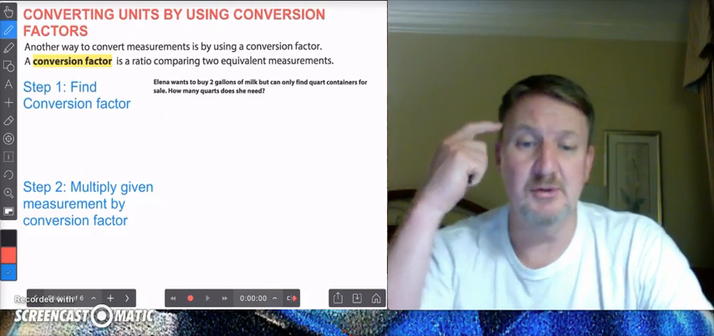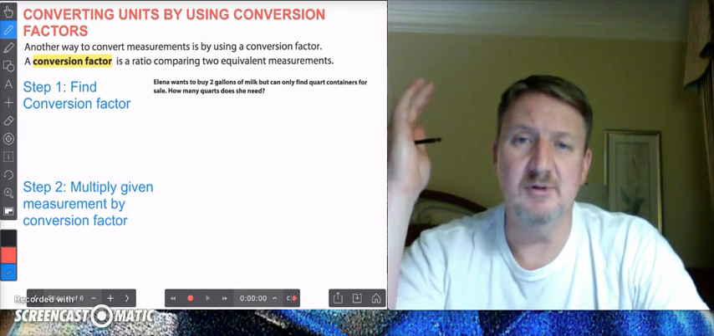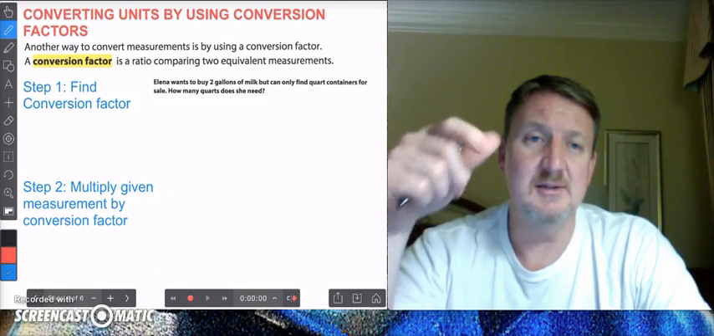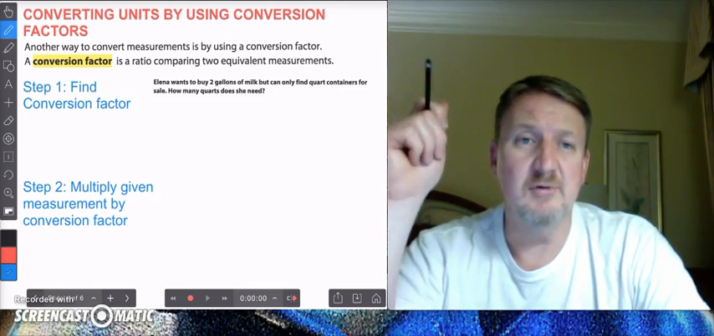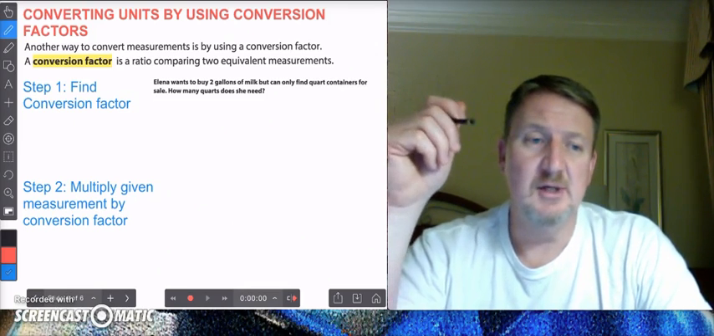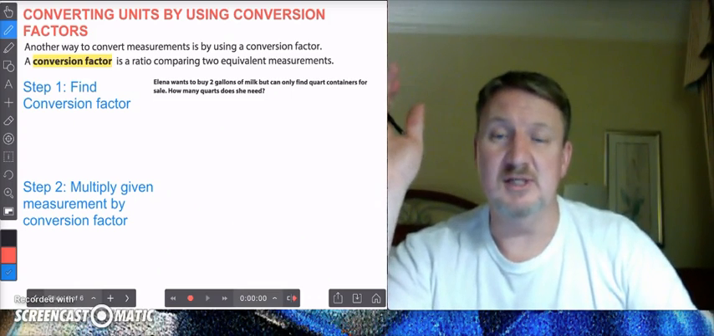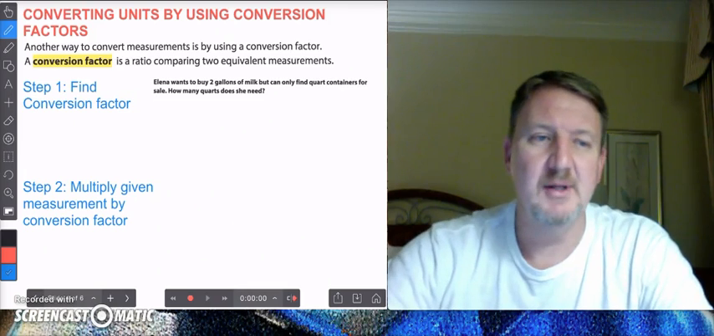Now, the next thing I want to show you is using conversion factors. Okay, you might say, Mr. Bell, what's a conversion factor? Well, guess what? I'm glad you asked. Another way to convert measurements is by using a conversion factor. A conversion factor is a ratio comparing two equivalent measurements. Okay, so this is great stuff. I like this. I'm just recently starting to embrace this idea.